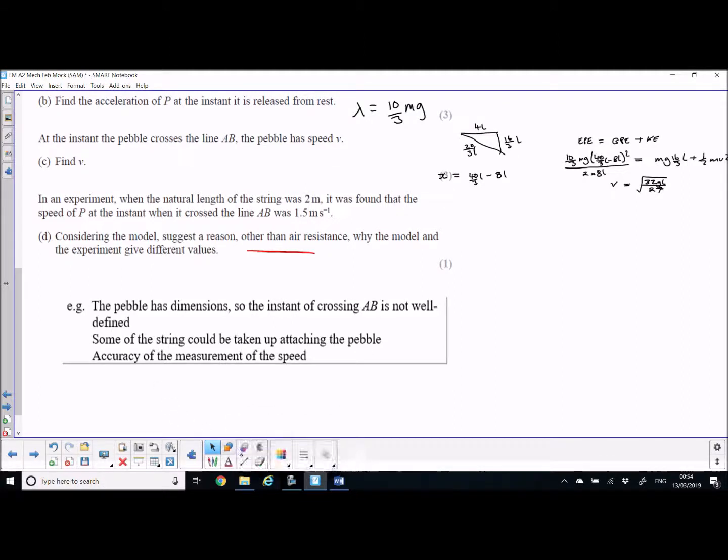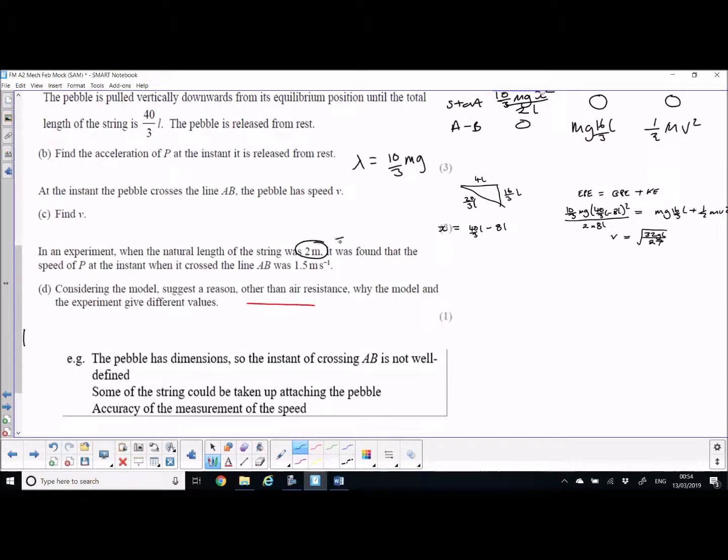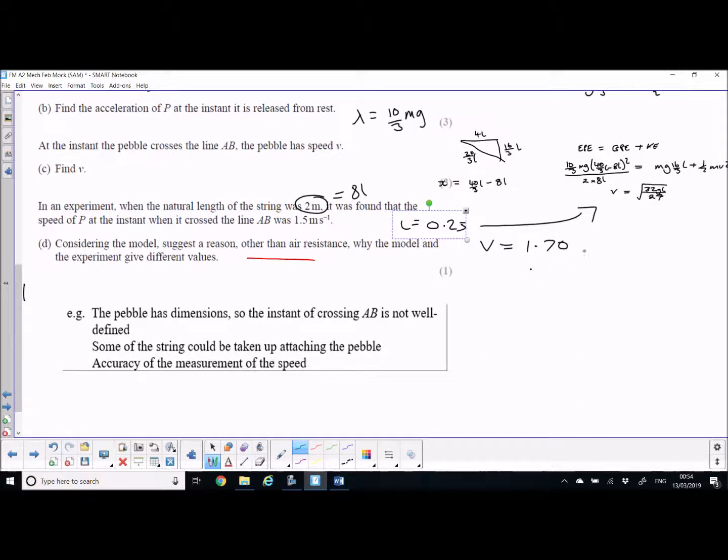Now if you actually work this out, they've said the natural length was 2 meters, which in our model is equivalent to 8L, so that gives us L is 0.25. And if you put L as 0.25 into our expression for v, you get that v is 1.70. So the experiment has come out lower than our model.